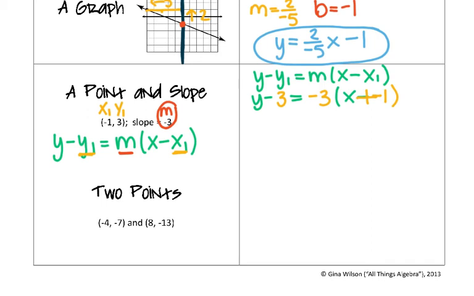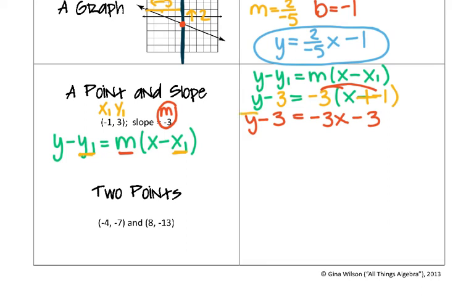And now all I'm going to do is simplify to get y by itself. But I notice that there's a -3 outside of parentheses. That means I have to distribute. So I'm going to get -3x, because -3 times x is -3x. -3 times +1 is -3. And I'm going to copy down my y minus 3.